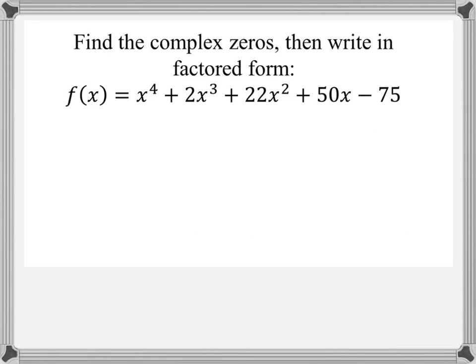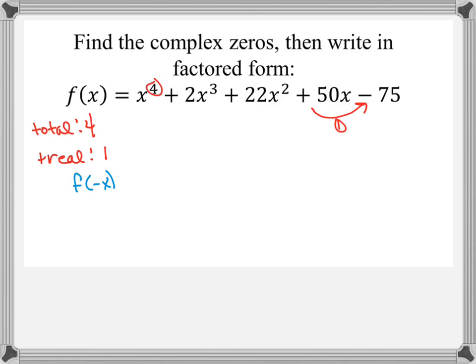Find the complex zeros, then write in factored form. f of x equals x to the 4th plus 2x cubed plus 22x squared plus 50x minus 75. The degree is 4, so the total number of zeros is 4. Using Descartes' rule of signs, I have one sign change, so the number of positive real zeros is 1.